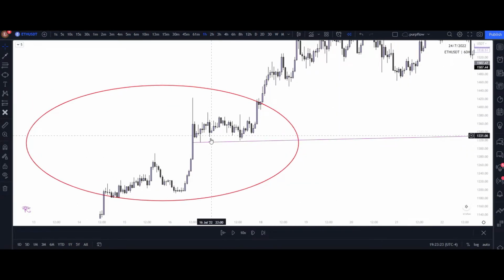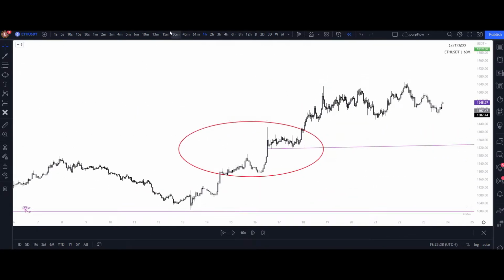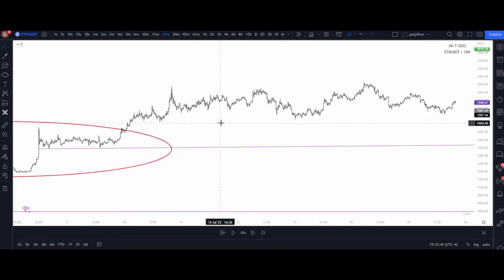What are we looking for? Raid of the lows, break of structure to the upside, and the continuation. So here's our raid, and then we get our lower time frame break within, and then we get the continuation. You understand at this point, right, we've already broken structure and been bullish on all time frames up until here. So I'm looking for lower time frames.